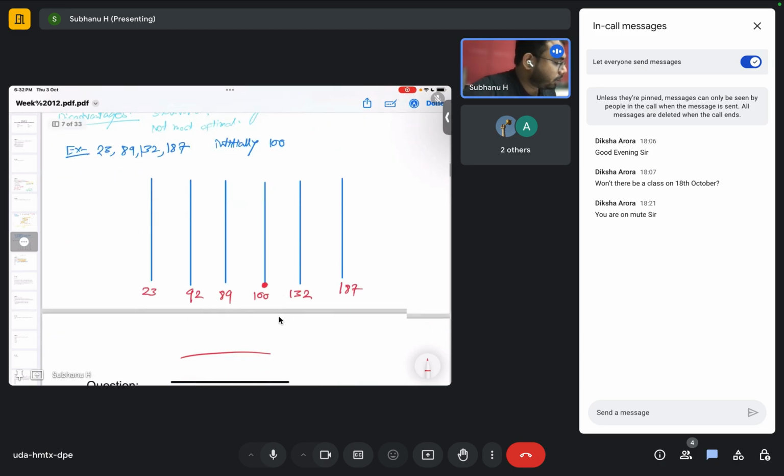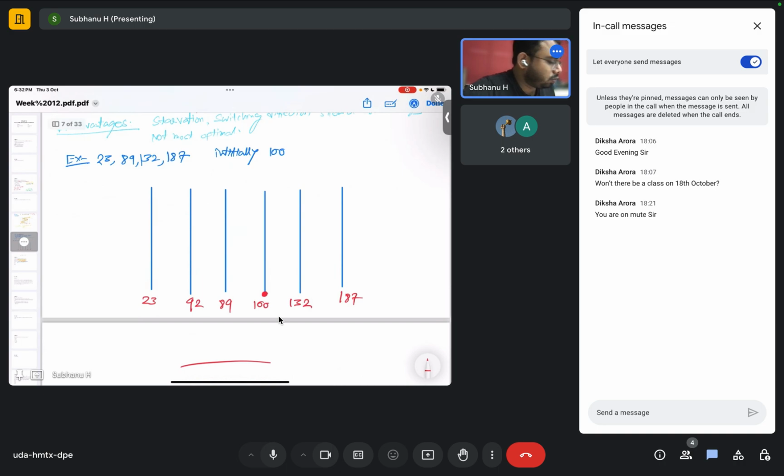Then where will I go? The algorithm is shortest seek time first. So what is the shortest seek time from 100? I will be going to 89, because I have two options here: this is 11 and this is 43. 43 is the longest, so I will not be choosing this one. Got it? So this is my option. Then what will I do?